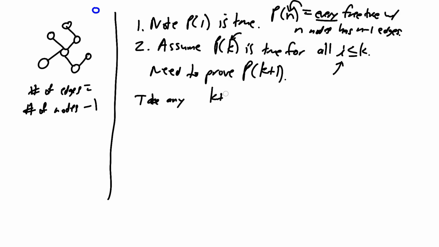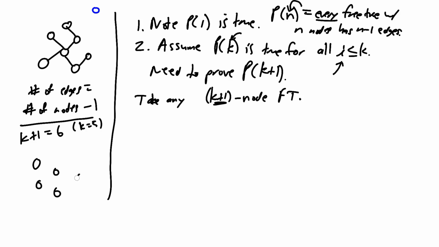Take any K plus 1 node free tree. Okay, so the purpose of this step is to prove the proposition for K plus 1. So we're going to say take any free tree of that many nodes. So to make this concrete here, let's just say for a moment that K plus 1 was 6, which means K equals 5, right? So we're saying take a 6 node free tree. Let's draw one. Okay, that's a free tree of K plus 1 nodes, where K plus 1 equals 6, right?